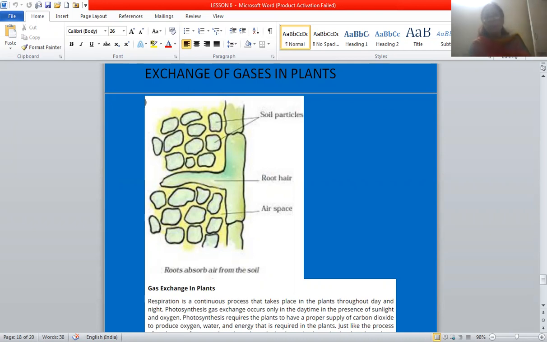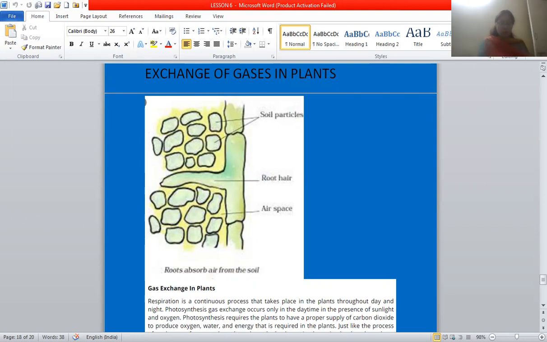How does respiration take place in plants? You all know, like other living beings, plants also obtain energy by the process of respiration. They do not have special respiratory organs because they have a source of oxygen in their body.